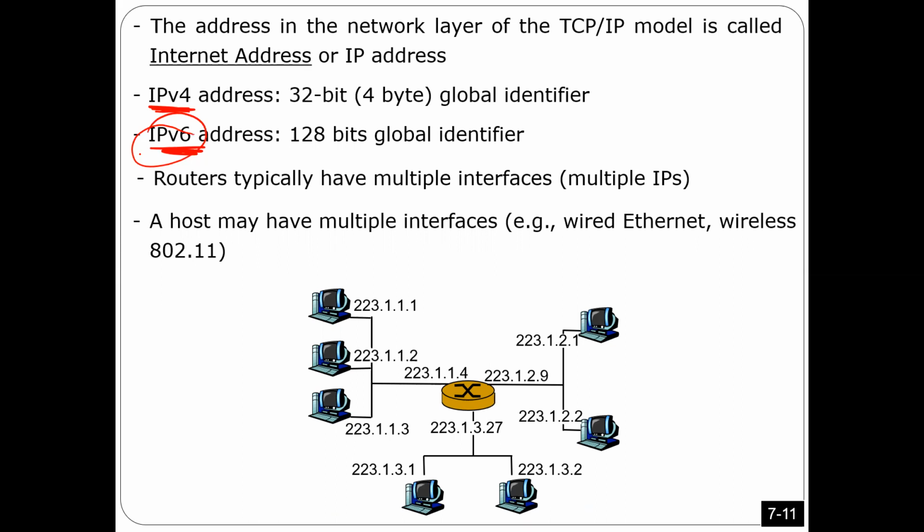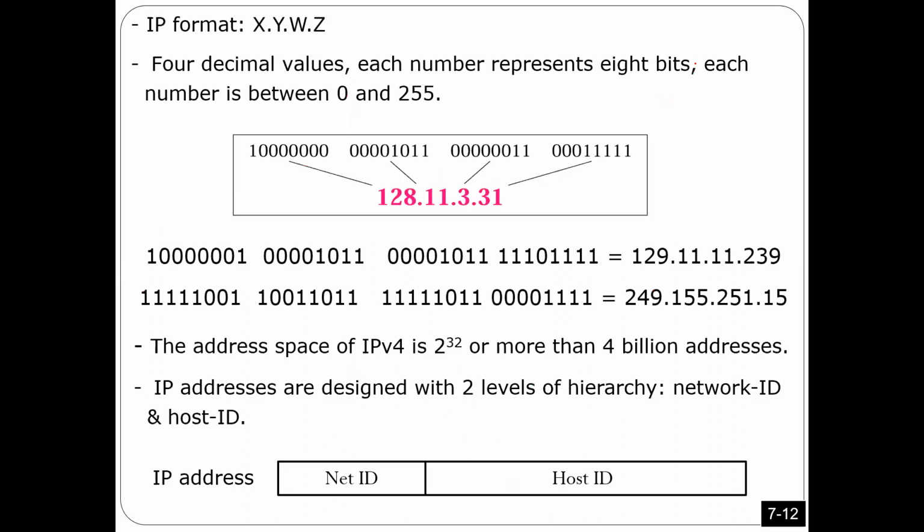The IP version 4 address is actually 32 bits. The size of the IP address is 32 bits, four bytes, okay? A global identifier. So how many computers can I have with 32 bits? From the binary numbers, that means you can have up to 2 to the power of 32, which is around 4 billion. It's not too many. Yeah, 4 billion addresses, okay?